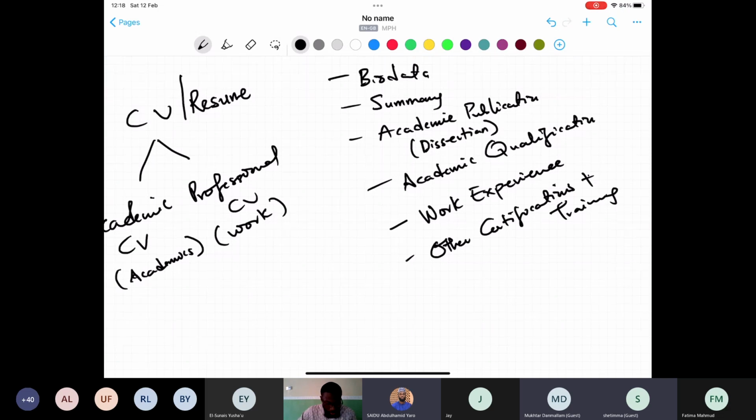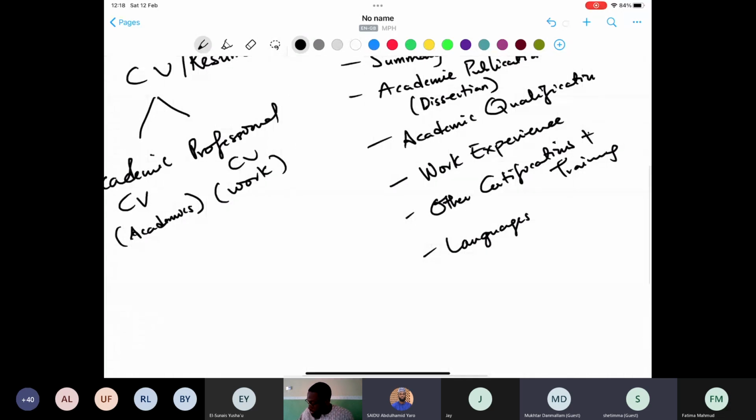So this is just like a theme of how you can do. Under this, you can also put the languages you speak. Do you understand? Maybe associations. And then maybe you can also write your volunteer experiences here.